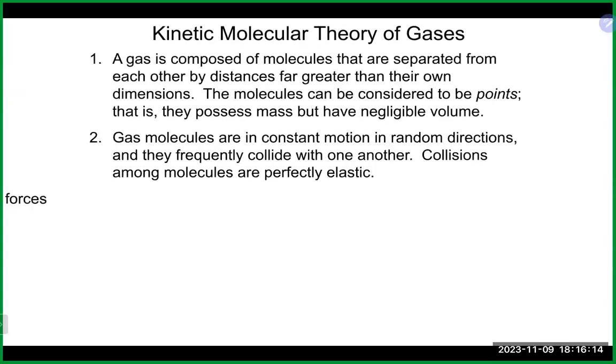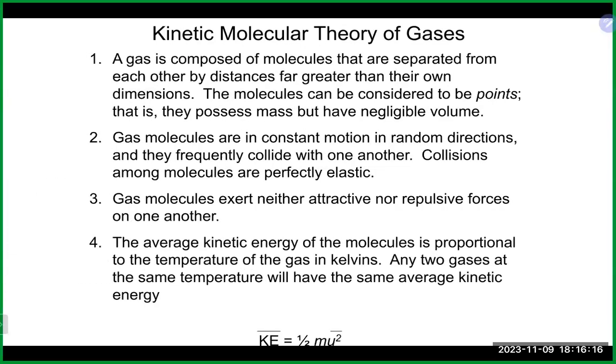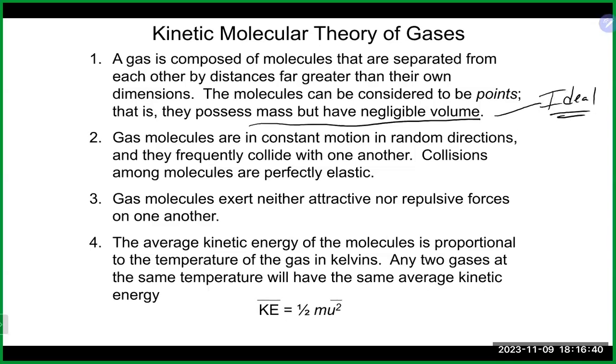All right, so let's talk a little bit about the kinetic molecular theory of gases. A gas is composed of molecules that are separated from each other by greater distances than their own dimensions. The molecules are considered to be points and their volume considered to be negligible or zero. And this first part is one of the reasons that we consider something an ideal gas.